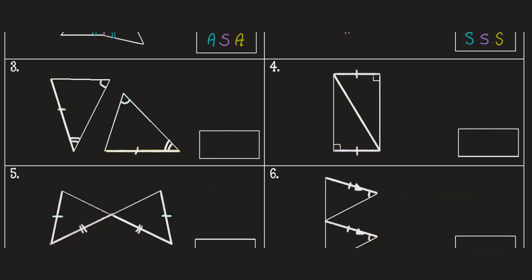Hopefully in number 3 you notice that we have 2 angles and a side, and that side is not between the 2 angles. So this should be angle, angle, side. AAS. Number 4, because we have right triangles, this long side is the hypotenuse, and these shorter sides are the legs. So HL.